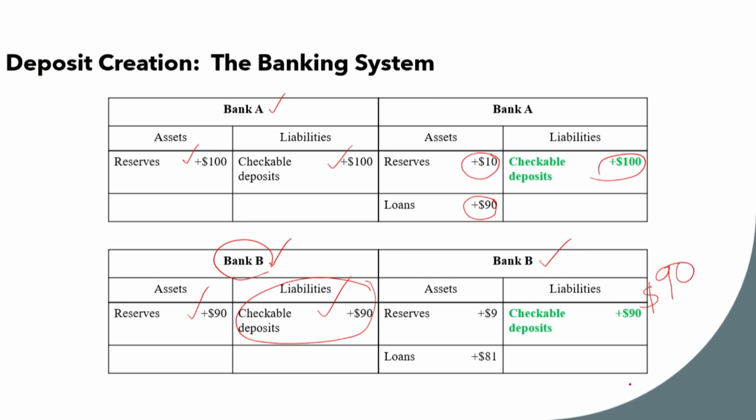So out of that, 10% should be kept as reserve. So the remaining $81 will be given as a loan. That means the total asset is again 90, but distributed between reserve and loans as 9 plus 81. On the liability side, you know that immediately, in that individual's name, it becomes a liability for the commercial bank in the form of a checkable deposit.